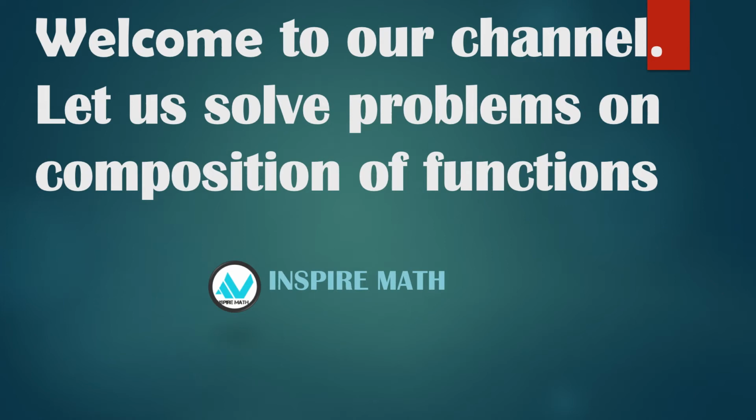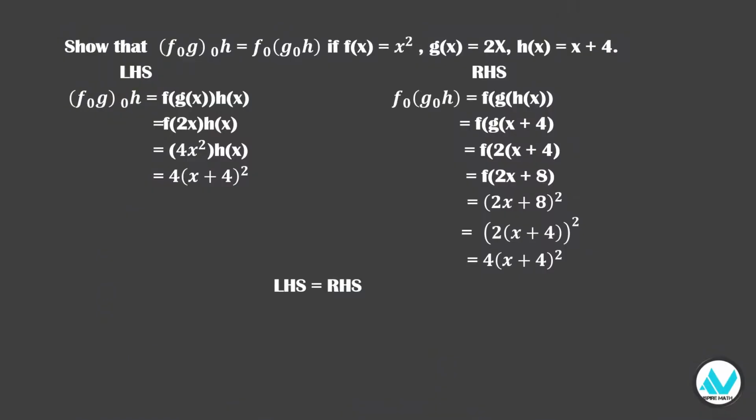In today's video, we are going to solve problems on composition of functions. Let us see the problem. Show that (f∘g)∘h equals f∘(g∘h), where f of x equals x square, g of x equals 2x and h of x equals x plus 4.